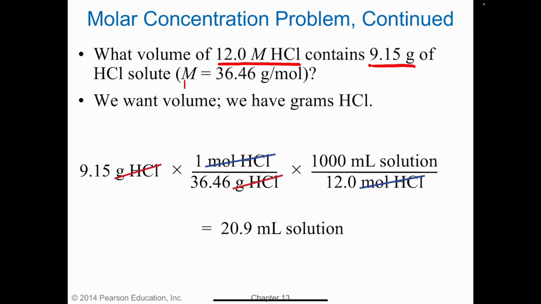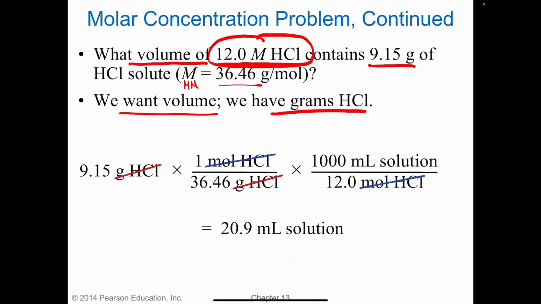So another molar concentration example, what volume of 12 molar HCl would contain 9.15 grams of the HCl solute? And again, this should be double M for molar mass, but they're kindly providing the molar mass of hydrochloric acid, HCl, so we don't have to look it up. But we want to figure out the volume because they said what volume of. We've been provided the grams. And again, the concentration, the 12 molar, that's really a conversion factor to go from moles to liters or vice versa. So starting off with 9.15 grams, we're going to use the molar mass to convert from grams to moles. And then we're going to use the concentration to cancel out the moles and give us a volume.